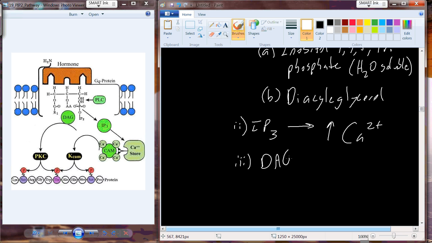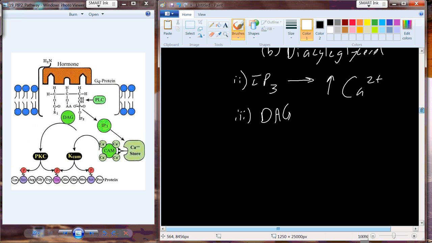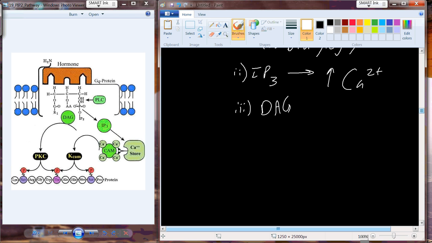Now, diacylglycerol, still hanging out associated with the membrane. Nearby the membrane, and in fact, it's probably a peripheral protein, is another protein kinase. It's called protein kinase C.